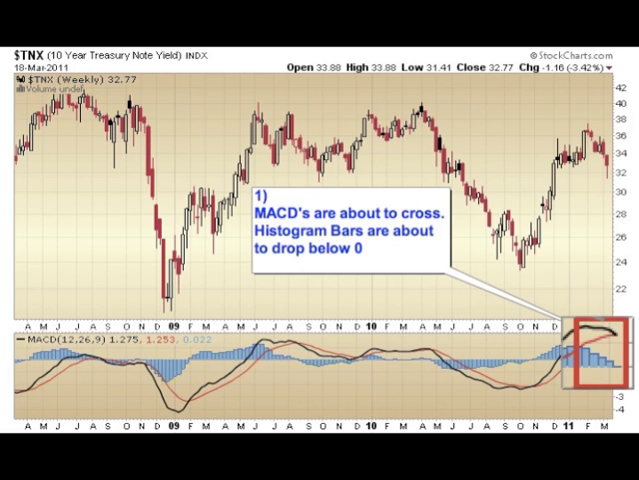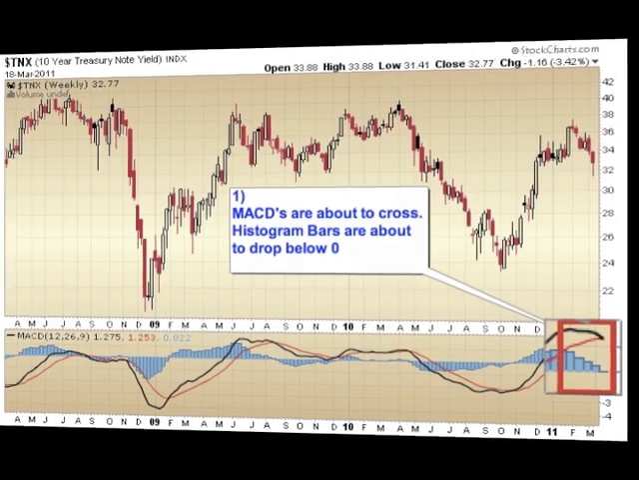And it looks like the MACDs and histogram bars are about to confirm the stochastics. Down below we see point 1, the MACDs are about to cross. When the black line crosses over the red, we're going to get a bearish signal. And the histogram bars are about to drop below zero. This is very bearish, and it looks like a lot of money is going to start flowing into our treasuries. I mentioned earlier on Monday in an update I didn't know who would be buying our treasuries. As of now, 70% of the treasuries are bought by the Federal Reserve. Looks like Japan and some other countries here are going to be putting some money in the treasuries.